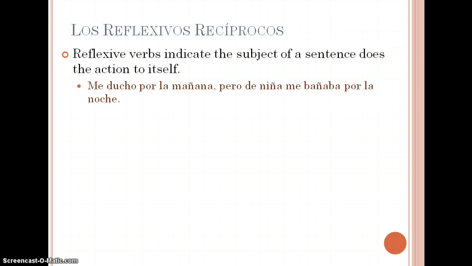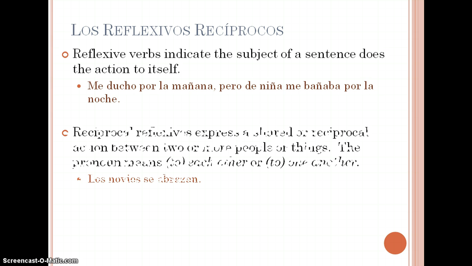Reflexive verbs, as you will remember, indicate the subject of the sentence does the action to himself, herself, itself. Me ducho por la mañana, pero de niña me bañaba por la noche. We can use reflexive verbs in any grammatical tense, as long as they are talking about things that they do to themselves. Most commonly, we've been looking at reflexive verbs that have to do with daily routines.